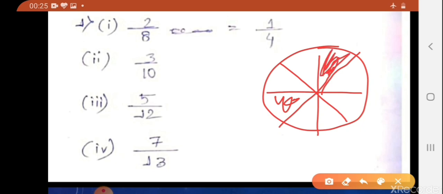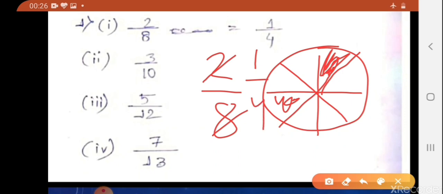So what you can write is, because total 8 parts are there, the denominator will be 8 and the numerator will be 2. Now 2 upon 8 has come. Now you can reduce this also and the answer will come 1 upon 4.